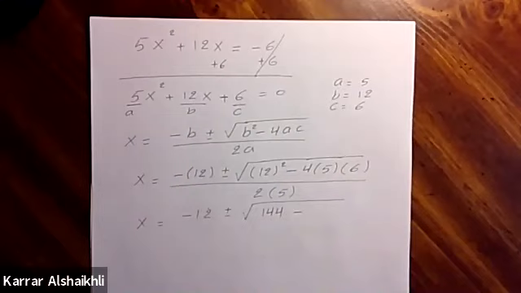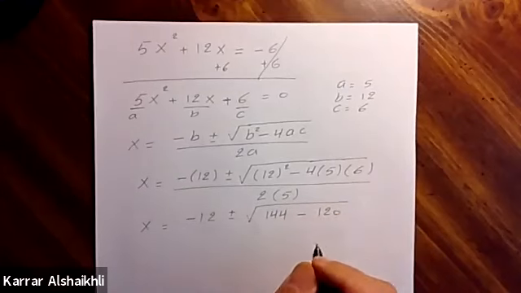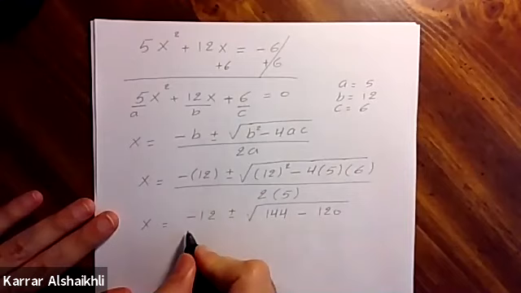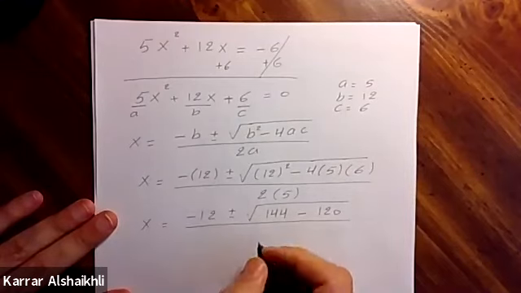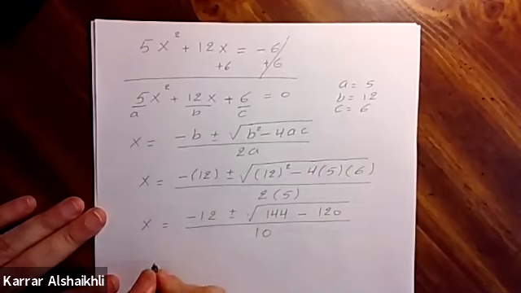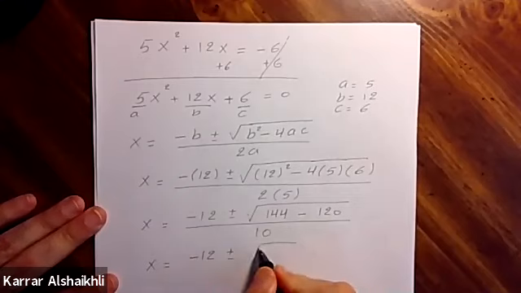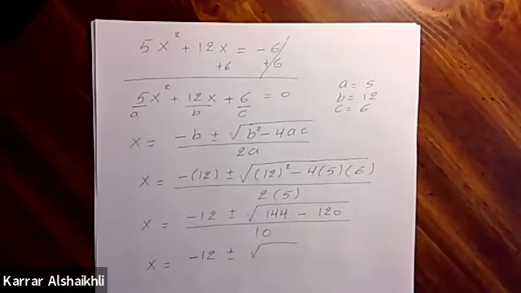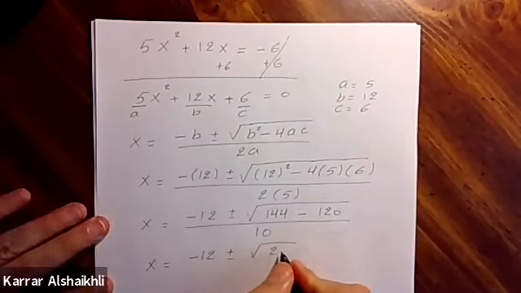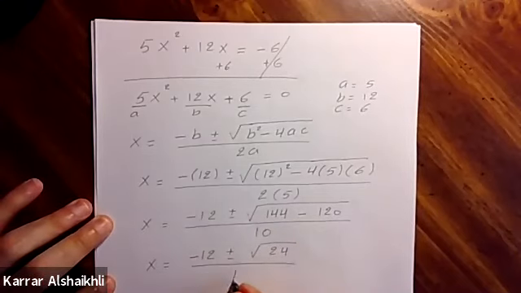I'm going to give you another method for how to find it if it's just a root. So it's going to be here 120 over 2 times 5, which is going to be 10. So x is going to be equal to -12 plus or minus the square root of 144 minus 120, which is going to be positive 24, over 10.